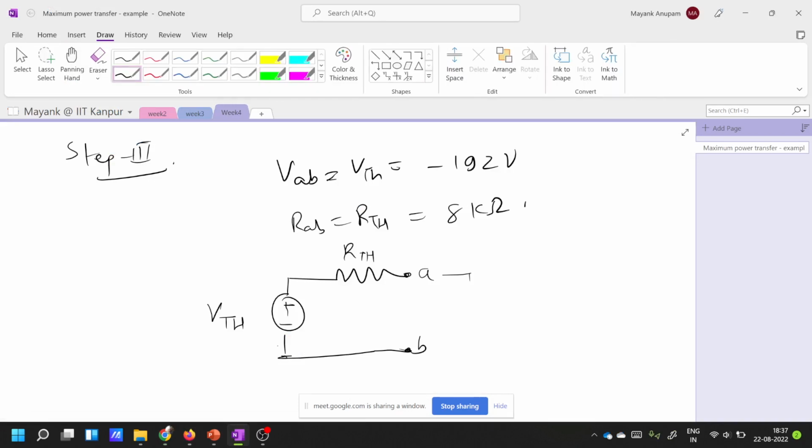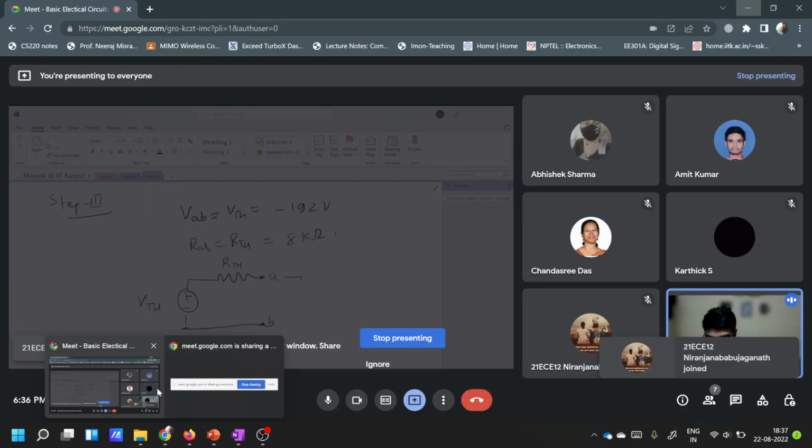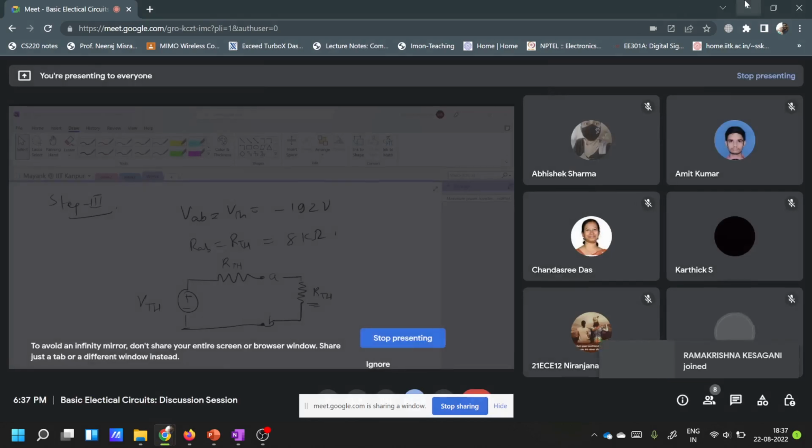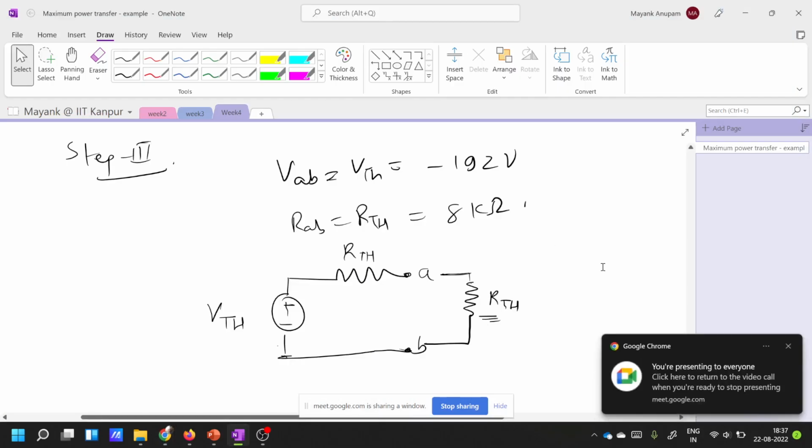So someone was saying that you have to connect a load resistance which is equal in magnitude to the Thevenin resistance across its terminals A and B, right? This will make sure that the maximum power is transferred to the load resistor that you are putting here, isn't it? Yes, correct. So tell me, in that case, what is the maximum power?